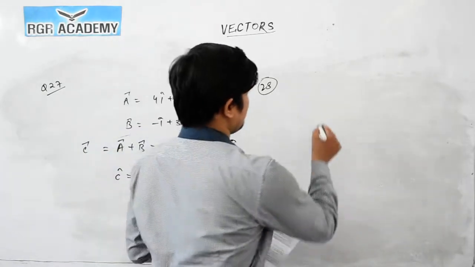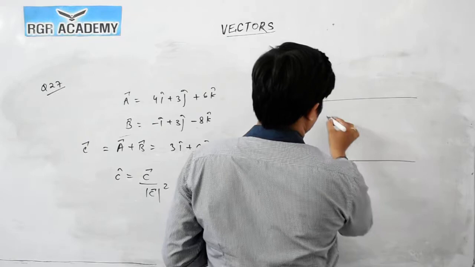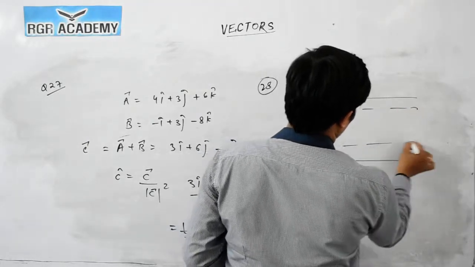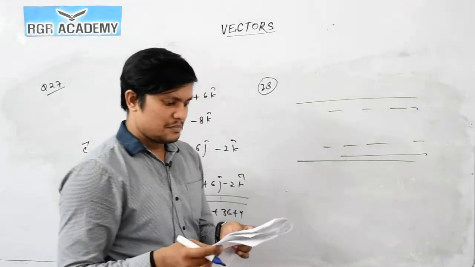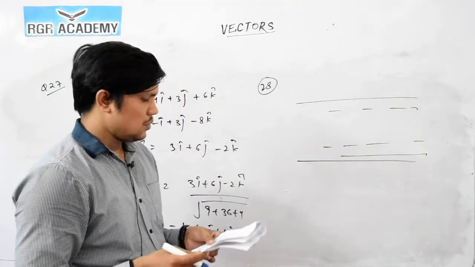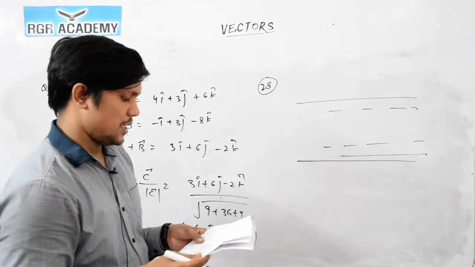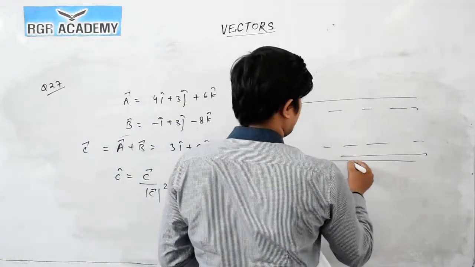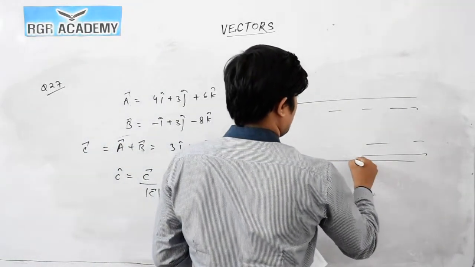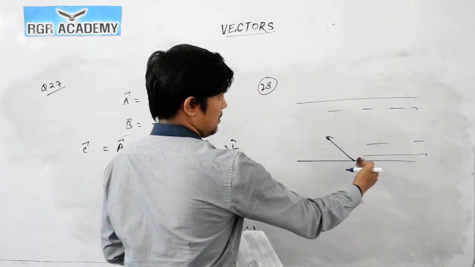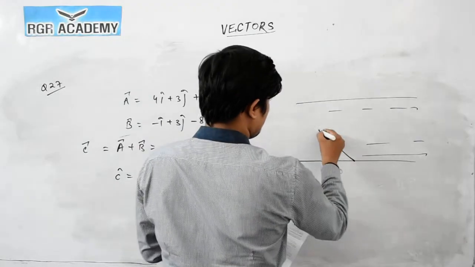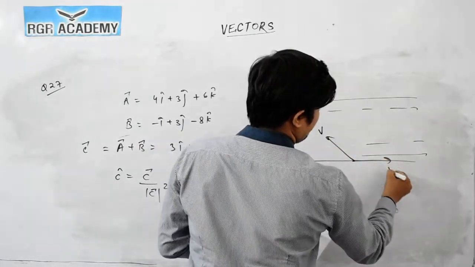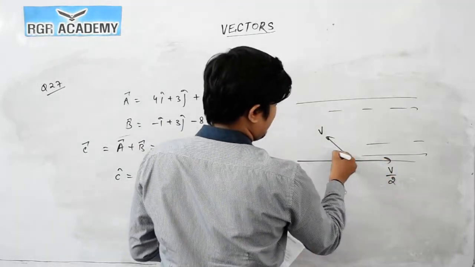So see this, if you consider this is the river, the river is flowing in this direction, so this is along the direction of the river, that is downstream. So they are asking at what angle the person should swim to cross the river in shortest distance. Okay, so we can consider the person is in this direction, the person has started swimming. The velocity of the person is v and the velocity of the river is v by 2. So this angle we can consider as theta.